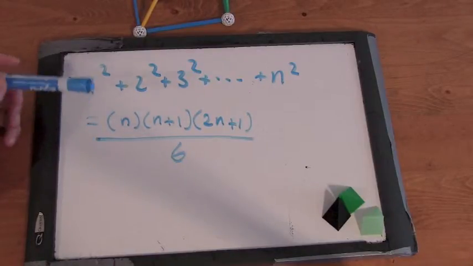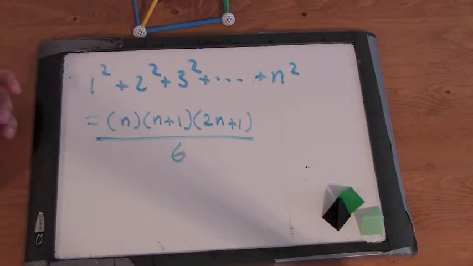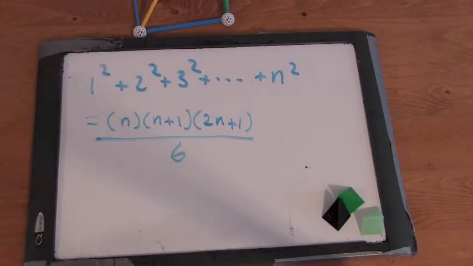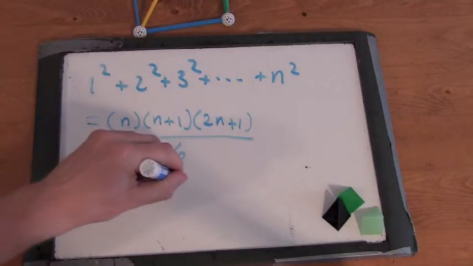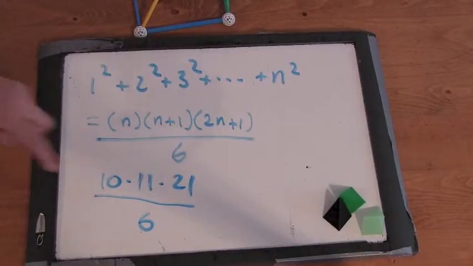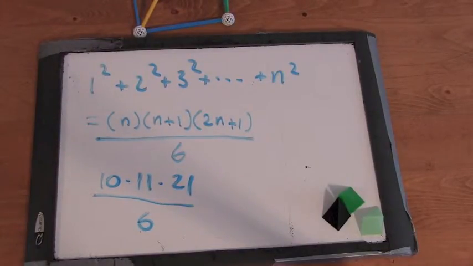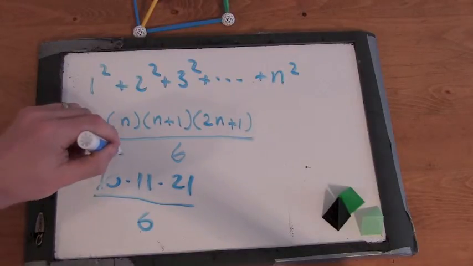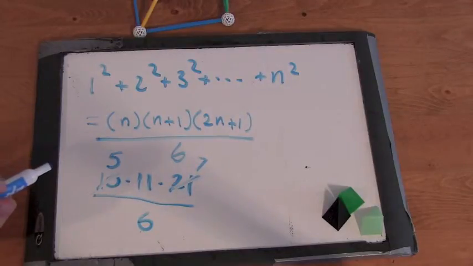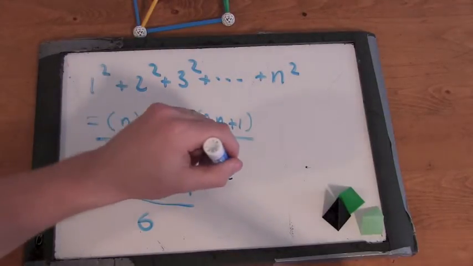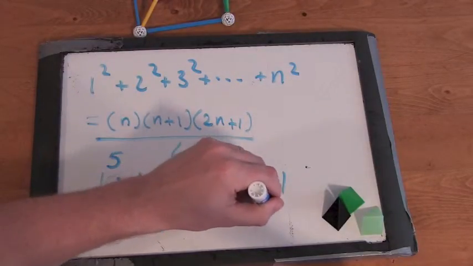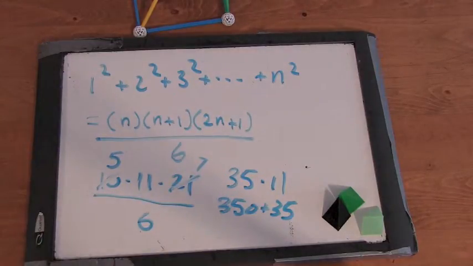Now for 10, what we were summing up before is going to be 10 times 11 times 21 all over 6. Nothing's divisible by 6 here, but we could cancel a 2 and a 3 from the 21. I cancel a 2 there to get a 5, cancel a 3 there to get a 7. What am I left with? 35 times 11, which is 350 plus 35, so it's 385. Good.